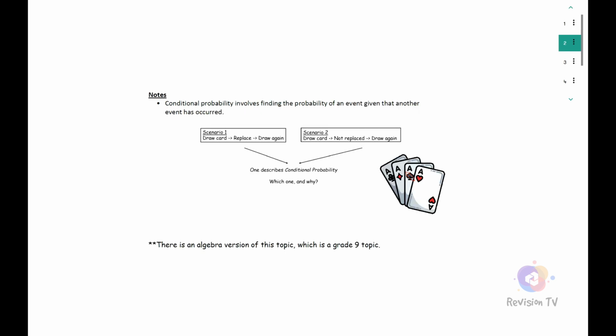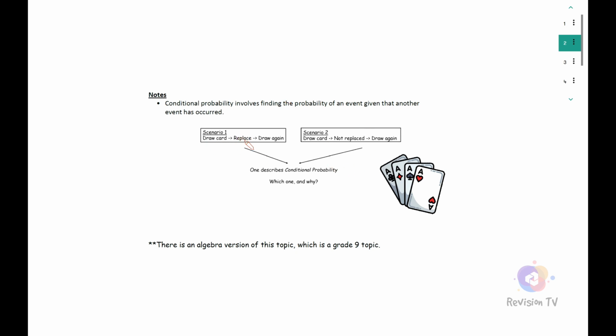So let's look at the notes. Conditional probability involves finding the probability of an event given another event has occurred. Conditional means it's based on a condition, a previous condition.